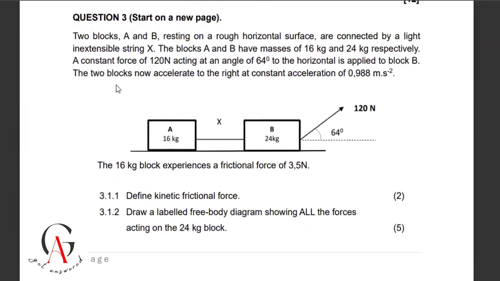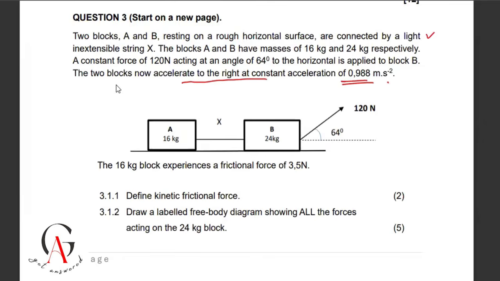Then question number 3. Two blocks, A and B, resting on a rough horizontal surface are connected by a light string. The blocks A and B have masses 16 and 24 kg respectively. There is a constant force of 120 newtons that is acting at 64 degrees to the horizontal. The two blocks accelerate to the right with a constant acceleration.